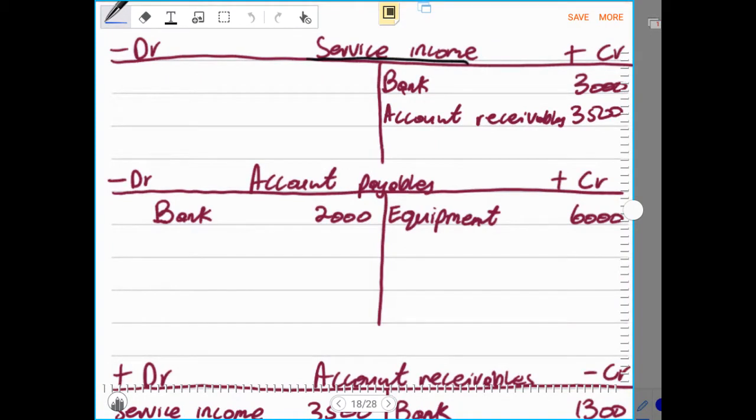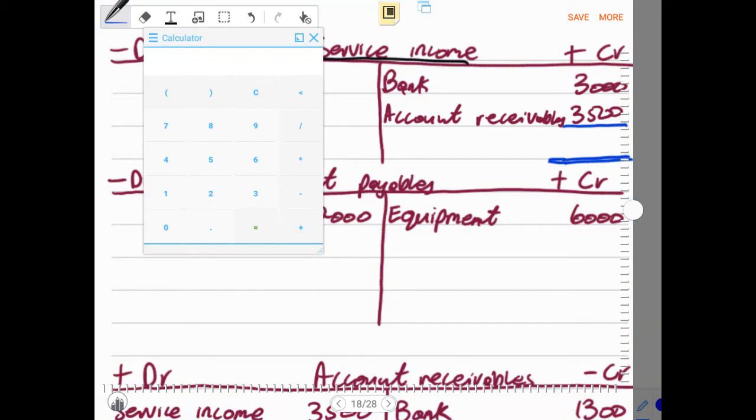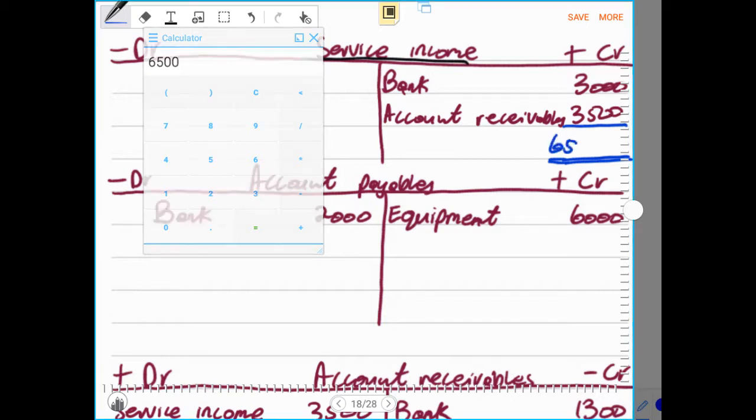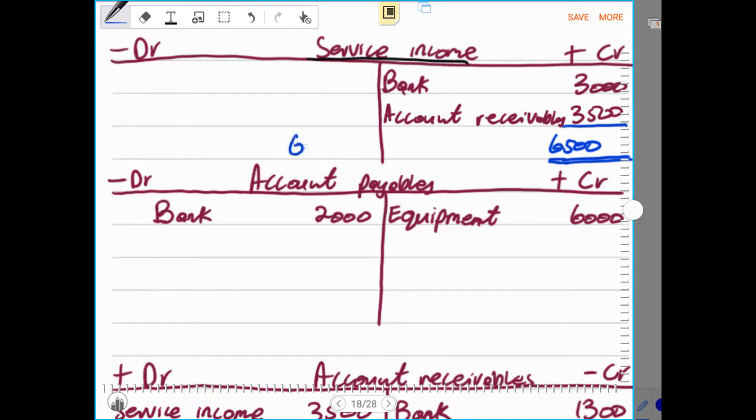Then now we have the service income, and our service income will be the total of the two amounts, and that will be 3,000 plus 3,500. That will give us an amount of 6,500. Then we can just totalize that.